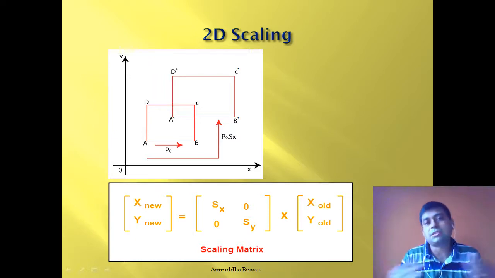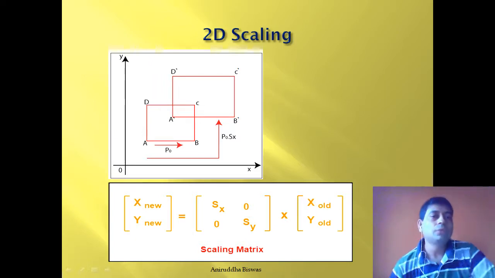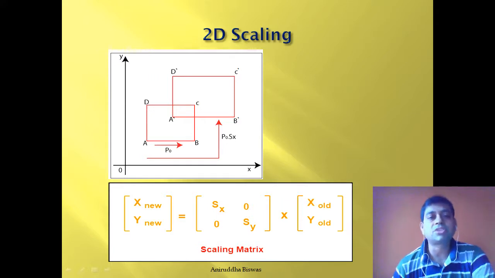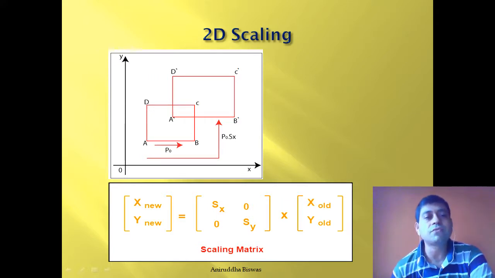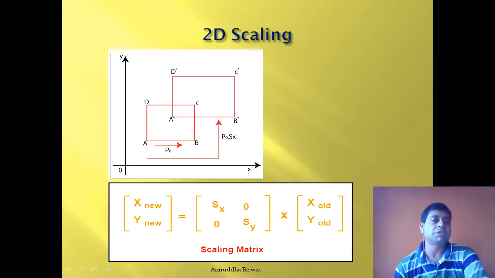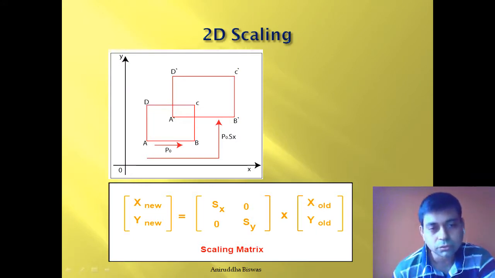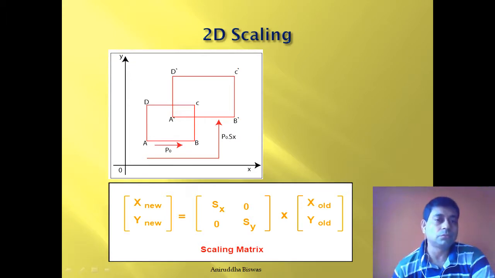The size is changing. Now while the size gets changed, each and every point of an object changes. Let's say ABCD is a rectangle, and its vertices A, B, C and D are at this position initially. Now the object is having the P0 position.